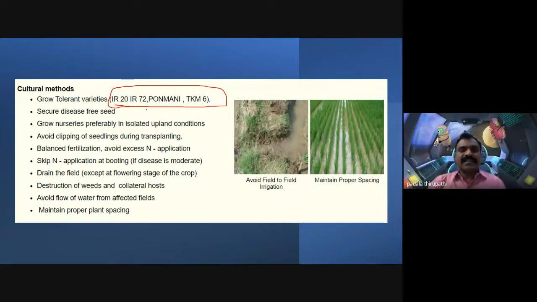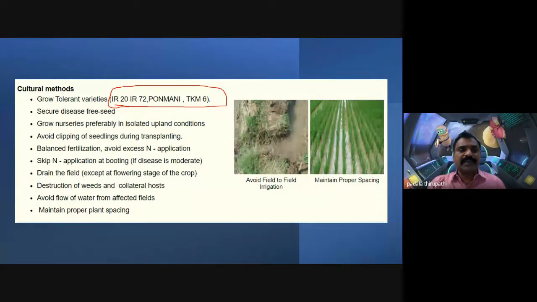Ponmani and TKM6. Very good. These are the best suitable varieties that tolerate this disease, resistant to the disease. Bacterial blight is controlled by these varieties: IR20, IR72, and Ponmani TKM6. These are the varieties we use without using any pesticides.